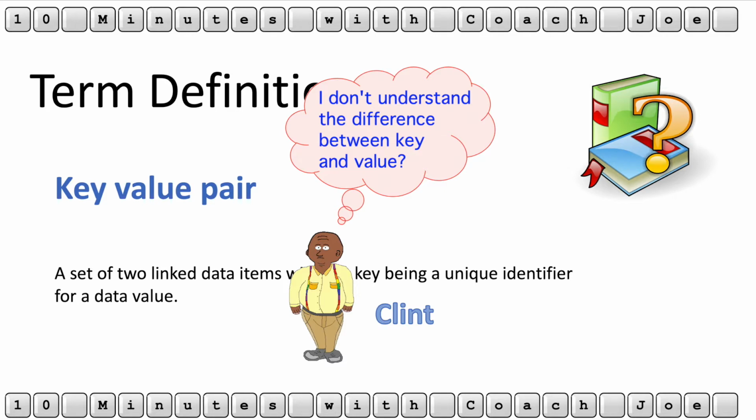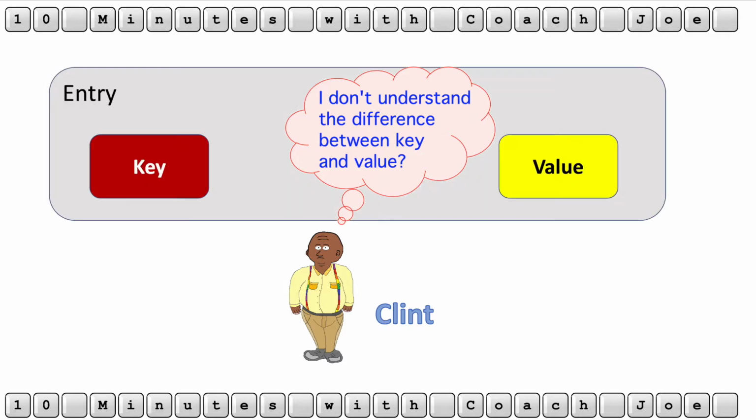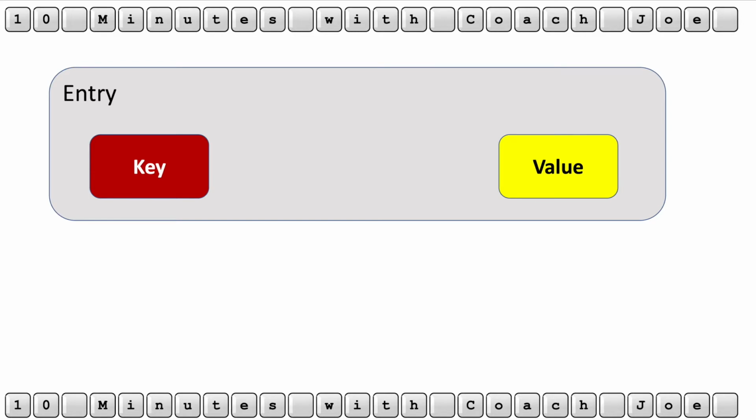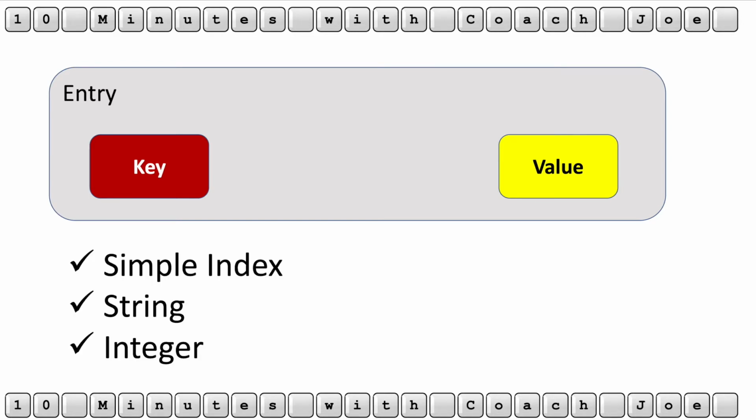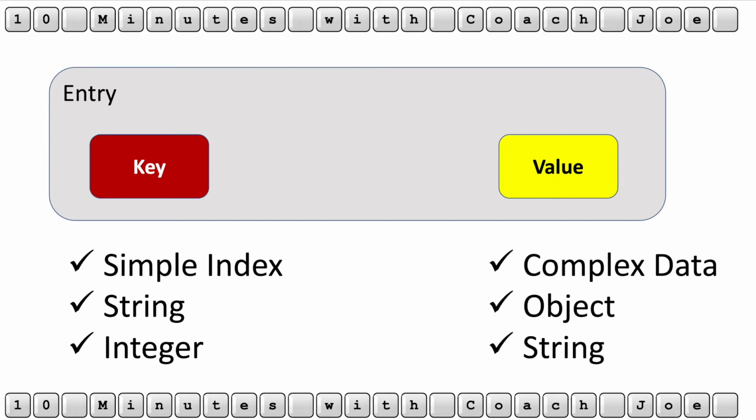Let's talk about the difference between a key and a value. One entry has 2 parts, the key and the value. The key is the index used to access this specific entry. The key is something that easily identifies the entry, like a string or a number. The value contains more complex data about this entry, like a custom object with many properties, or a string value. The idea is to use a simple key to access the desired, more complex value.